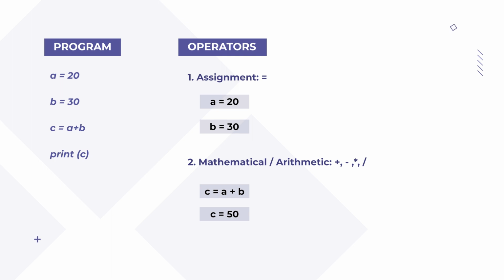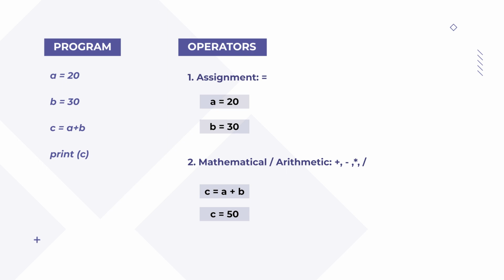Now what is it going to do with the result of 50? Again, see, I'm using the assignment operator here. The assignment operator means assign the value to C. So it will solve this problem. It will add the values, it will get the result, and whatever the result is, it will assign it to C. So now 50 will be assigned to C.